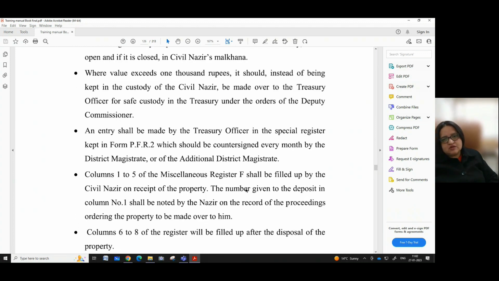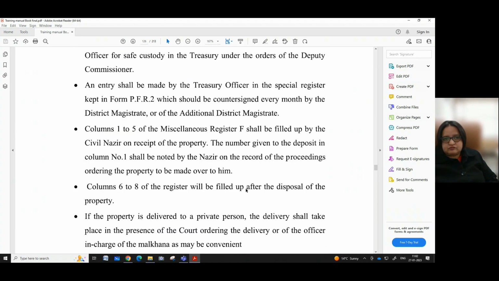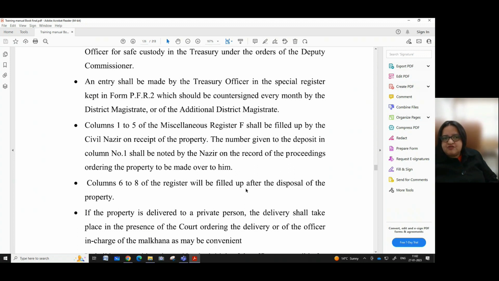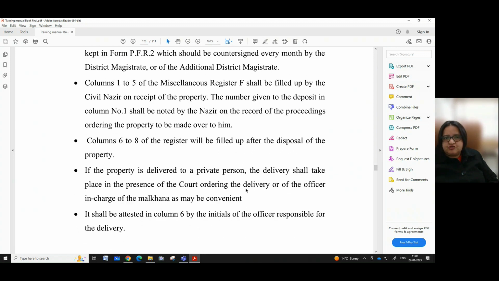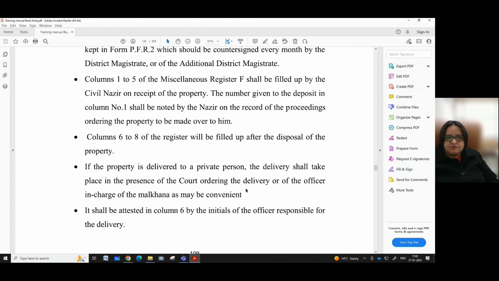Where value exceeds 1,000 rupees, it should, instead of being kept in the custody of the civil Nazir, be made over to the treasury officer for safe custody in the treasury under the orders of the deputy commissioner. An entry shall be made by the treasury officer in the special register kept in form PFR 2, which should be countersigned every month by the district magistrate or the additional district magistrate.